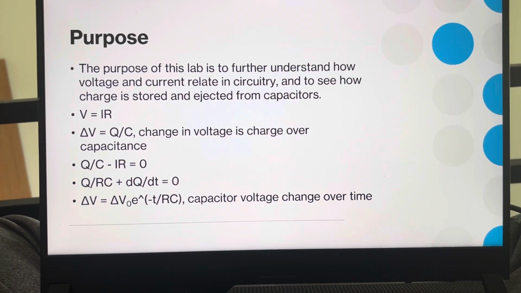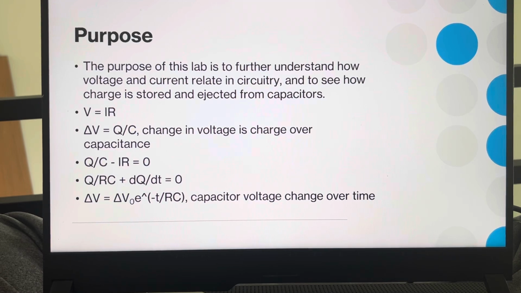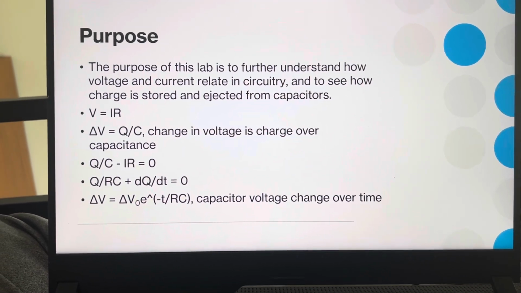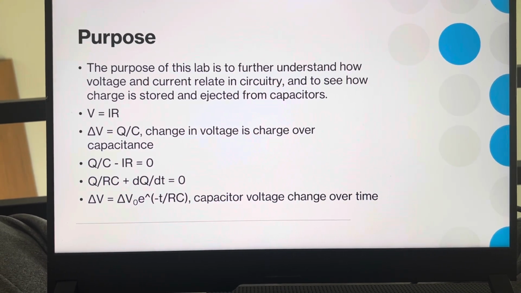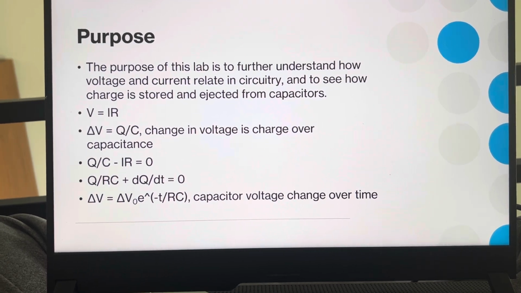The purpose of this lab is to further understand how voltage and current relate in circuitry and see how charge is stored and ejected from capacitors.